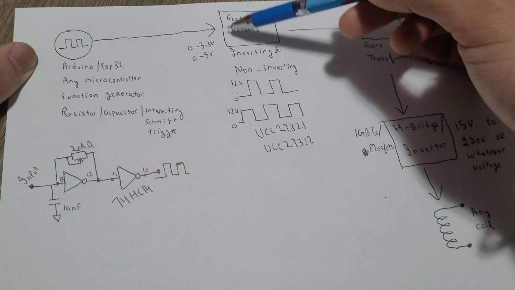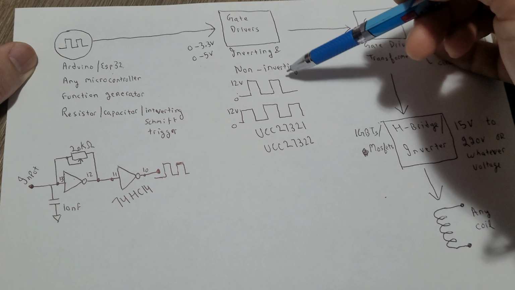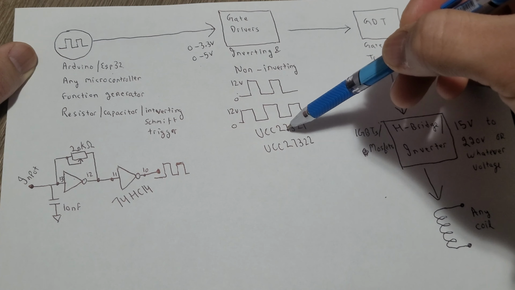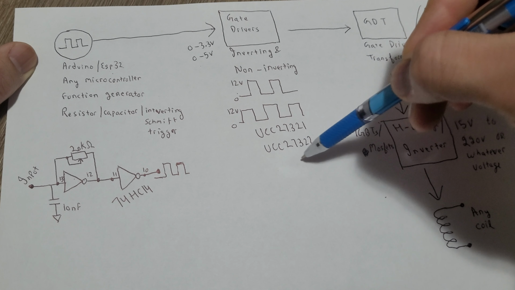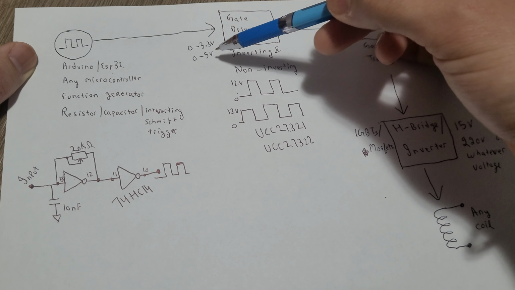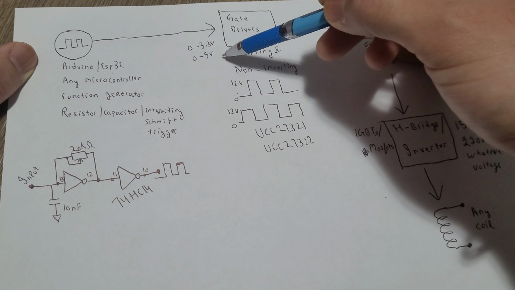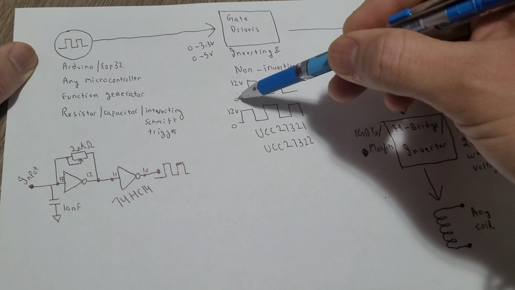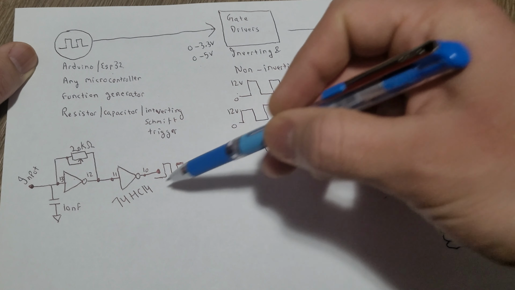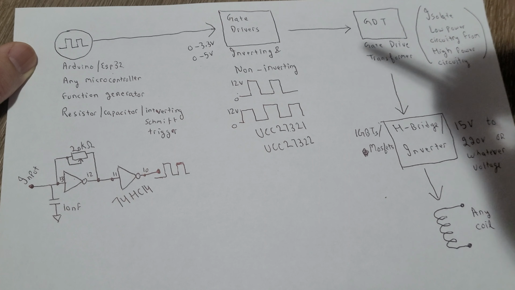This output will go into the gate drivers. It has to be an inverting and a non-inverting gate driver. So for example, you could use a UCC27321 or UCC27322. So your input is 0 to 3.3 volts or 0 to 5 volts. At output you will get 0 to 12 volts. So this is non-inverting and this is the inverting waveform.